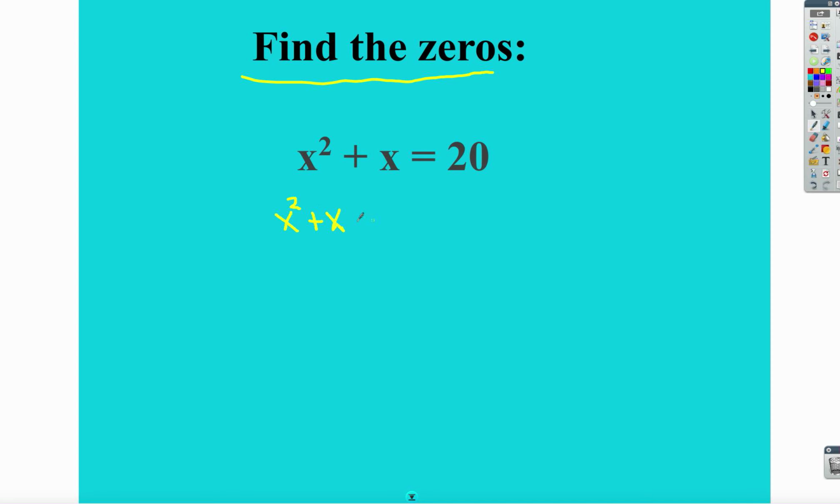And remember, when we solve, we first have to get it equal to 0. So I subtract that 20 so that I get a 0 over here. Then I check for a common factor. There's not one. So I'm going to factor that. I'll do it more quickly than I have been here. So I get x plus 5, x minus 4. Set each factor equal to 0. And when I do that, I'm going to get negative 5 and positive 4.